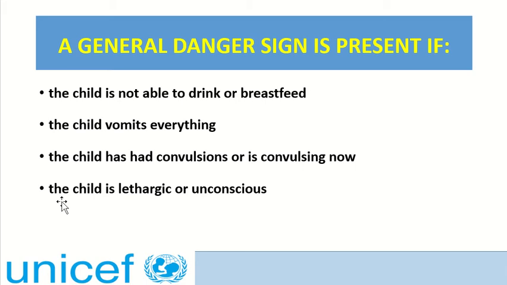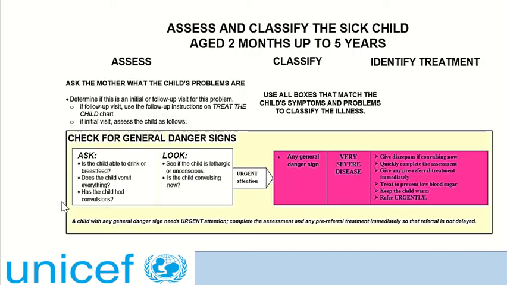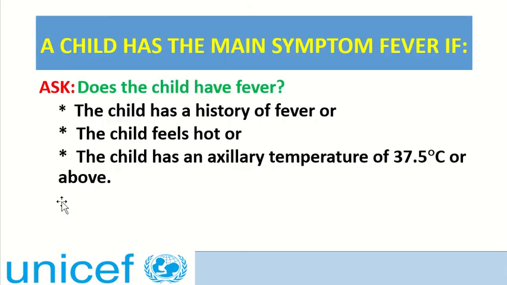I just remind you about the general danger signs: the child is not able to drink or breastfeed, or the child vomits everything, or the child has a convulsion, or is convulsing now, or the child is lethargic or unconscious. If the child has one of the general danger signs, he will be categorized immediately as very severe disease, and by this classification, this child should be referred to the treatment room.